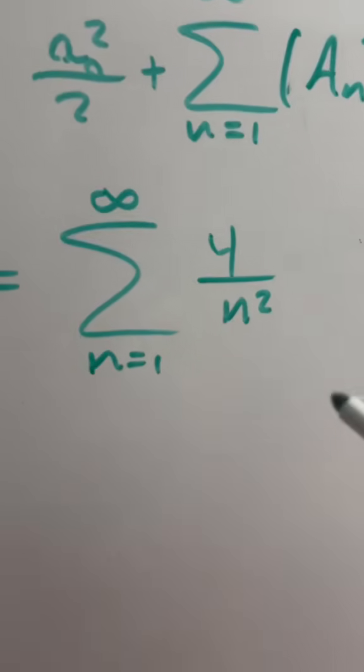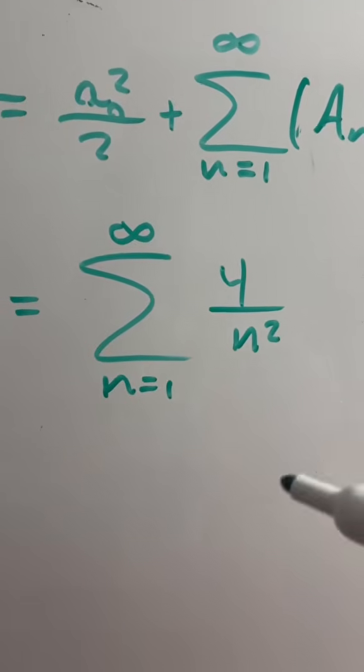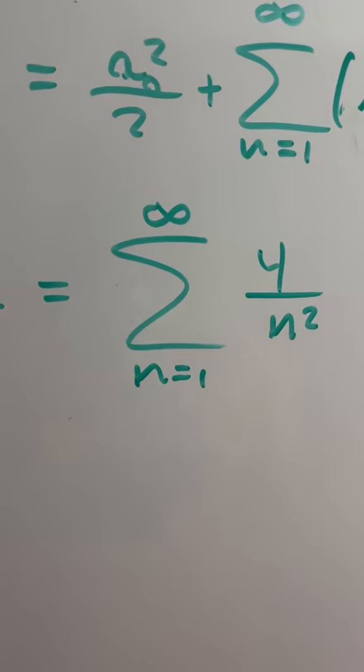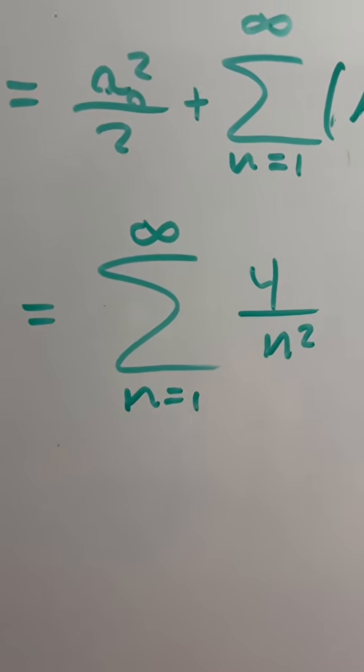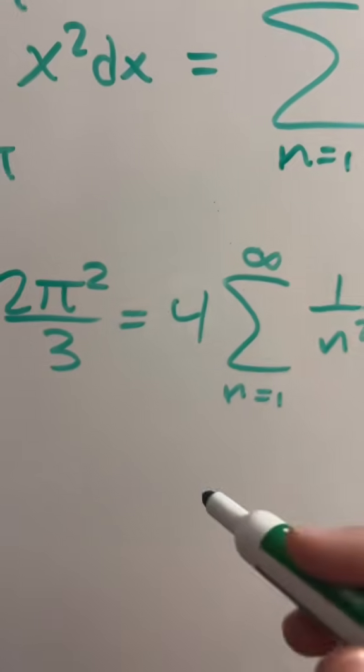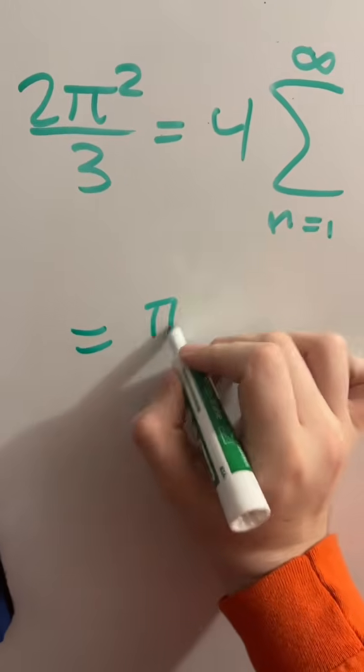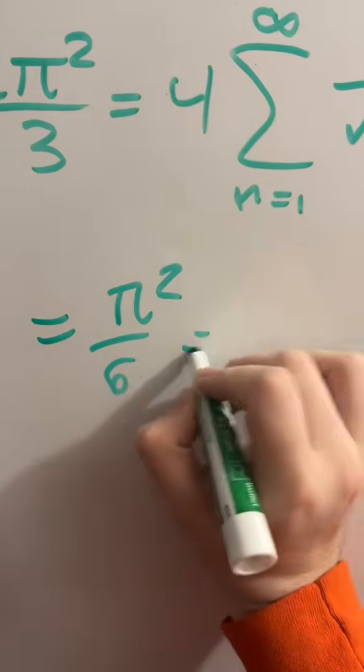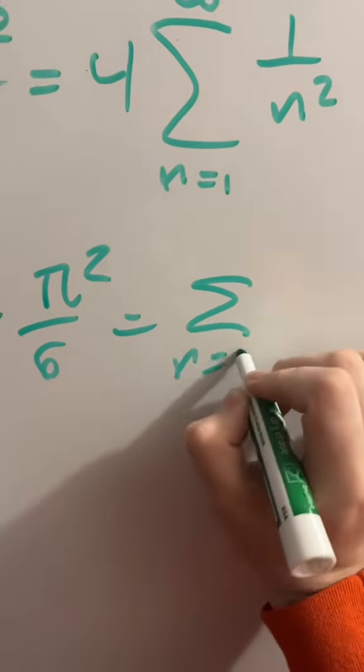And on the other hand, we just have the square of the Fourier coefficients. That negative 1 term will just always be positive once we square it, so we get 4 over n squared. So then when we put our solution to the integral here and we pull the 4 out of the sum, we get the classic beautiful result that pi squared over 6 is equal to this infinite summation.